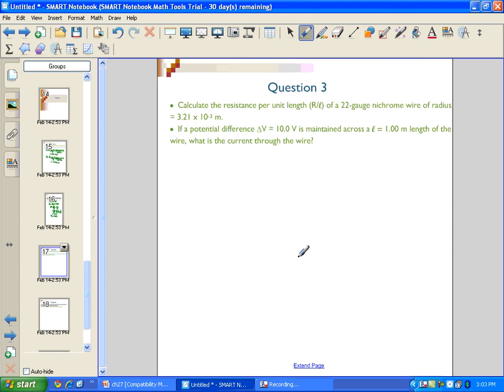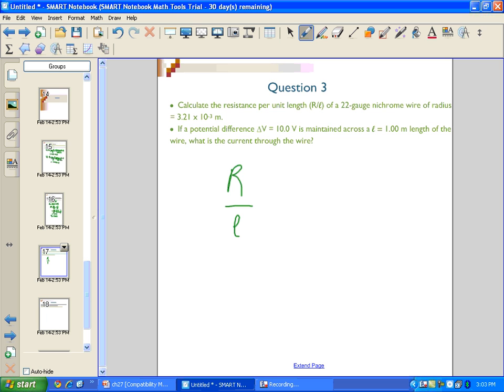Next question. Here in question 3, we're told to calculate the resistance per length of a nichrome wire that has a radius of 3.21 e to the minus 3 meters. And then we're told that a potential difference of 10 volts is going to be applied to 1 meter length of this wire, and we want to calculate the current through the wire.